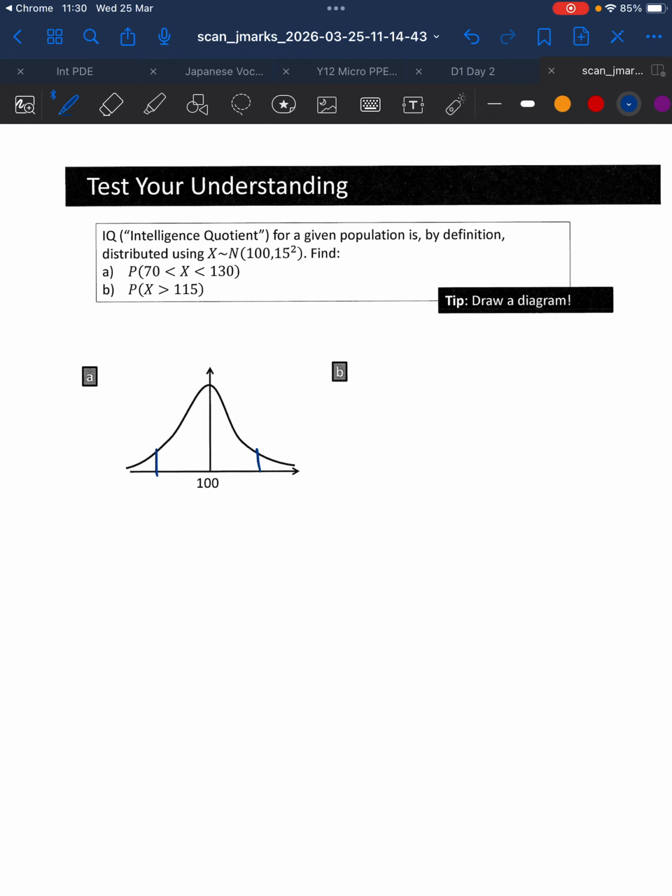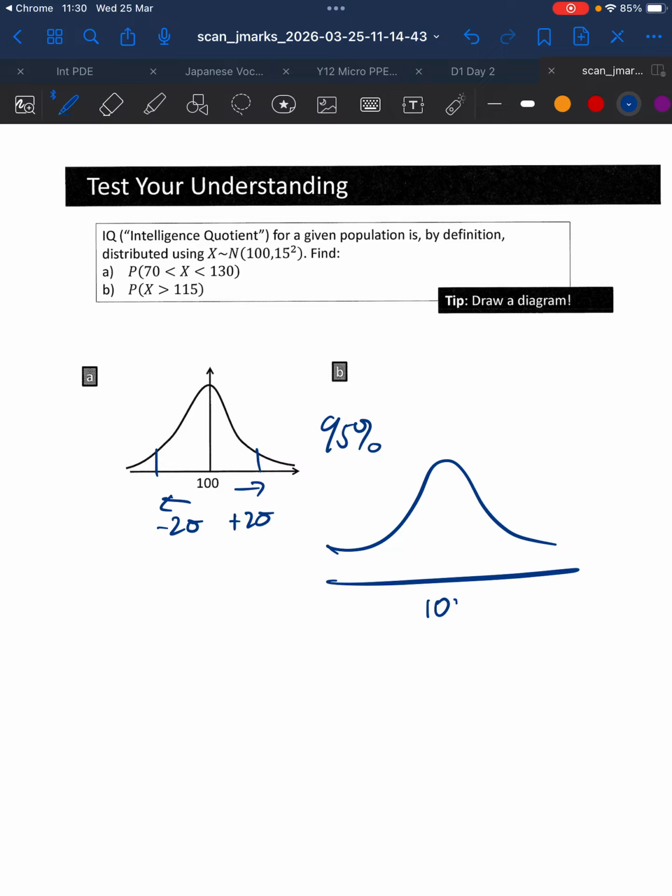Okay, and here this is 2 standard deviations. So this should have been 95% for the top one, and 115, so we want to draw this one. So this is 100. 15 is there, isn't it? So the best thing to do is going to be to say something like this.